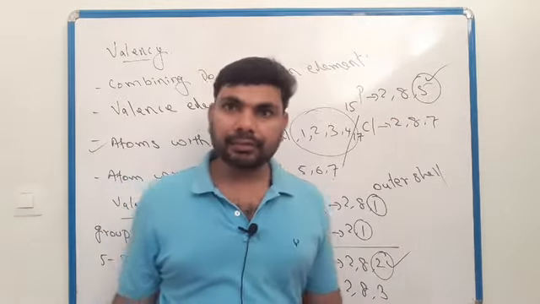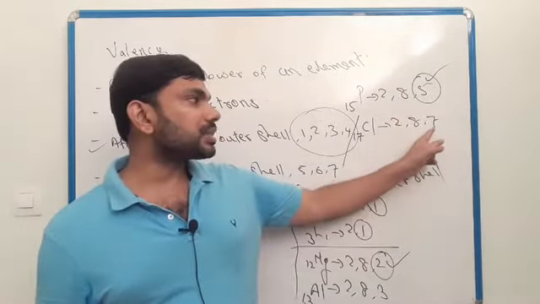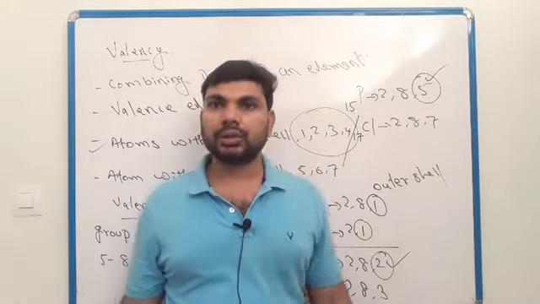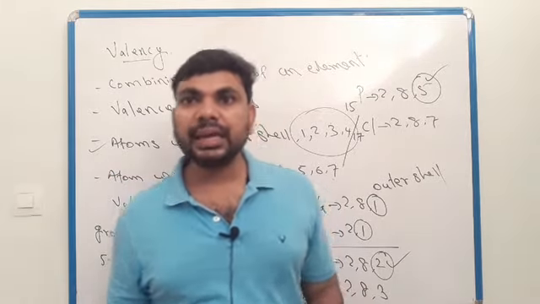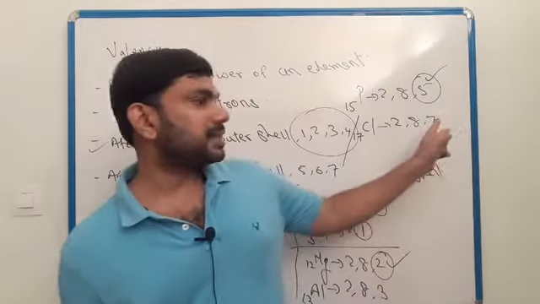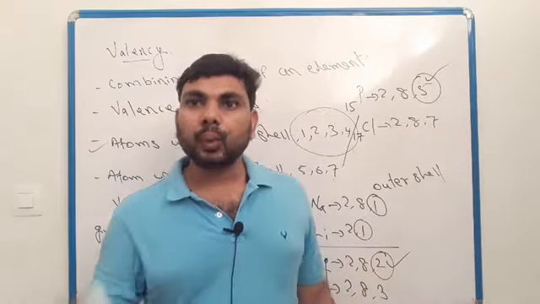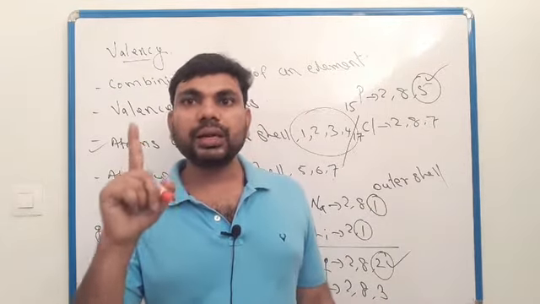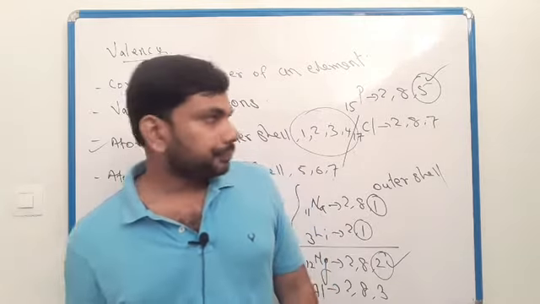So how many valence electrons here? 7 valence electrons. So how can you find valency? 8 minus n. N is 7. 8 minus 7 is 1. Valency of chlorine is 1.